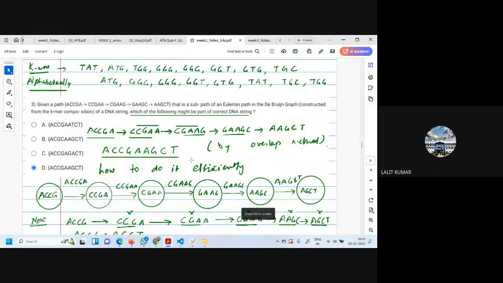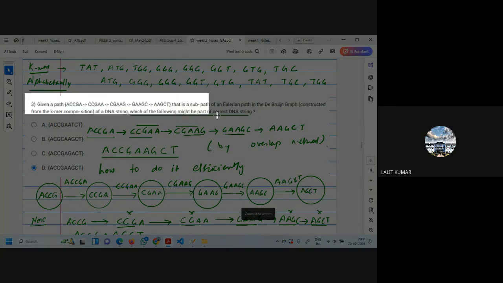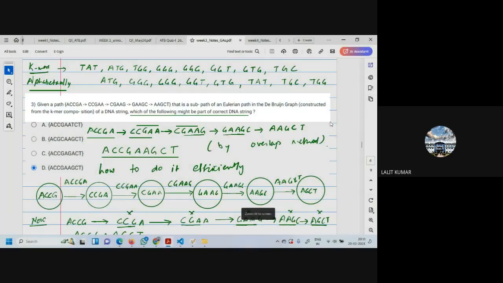Now this is a question which is of the 4 k-mer, and we have to... That is a subpath of an Eulerian path. Which of the following might be the part of the correct DNA string? Okay, so this we can check. This we will solve.